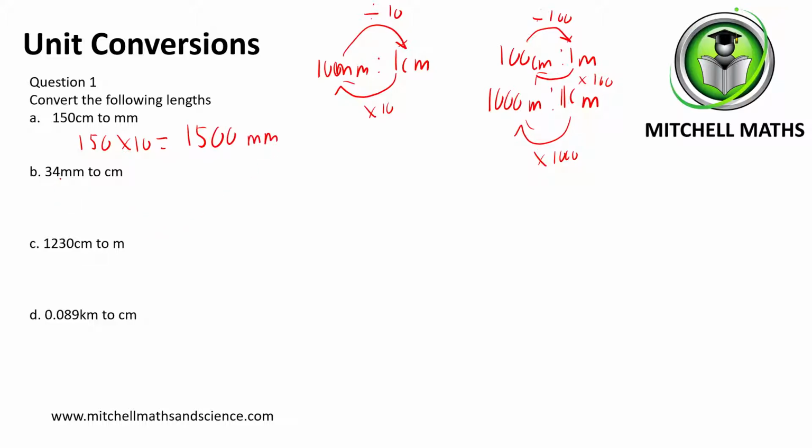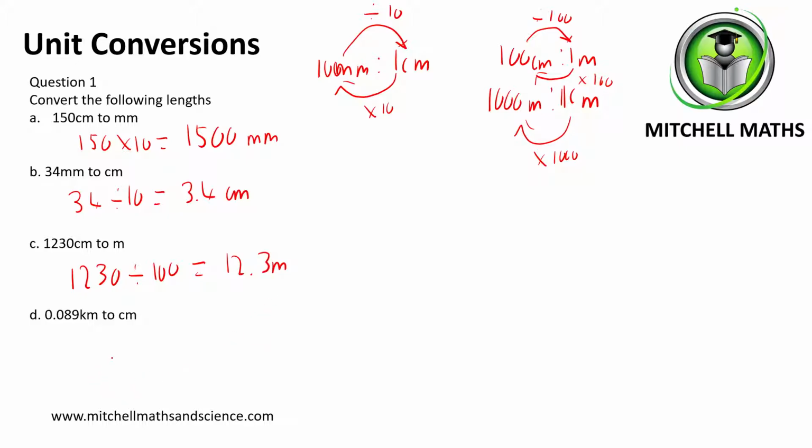millimetres. The next question, we're going from millimetres to centimetres. That means it's going to get smaller, because centimetres is a bigger unit. We're going to need to divide by 10. So 34 divided by 10 is 3.4 centimetres. Now we're going to go from centimetres to metres. So we're going from a smaller unit to a bigger unit. So we're going to need to divide. 1,230 divided by 100. That'll give us 12.3 metres.